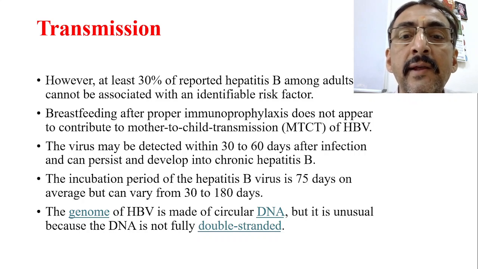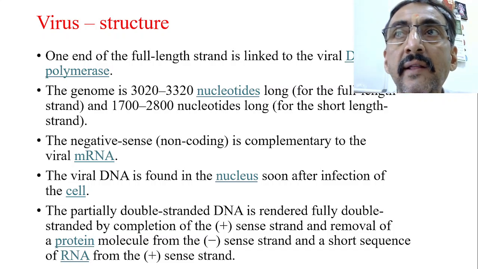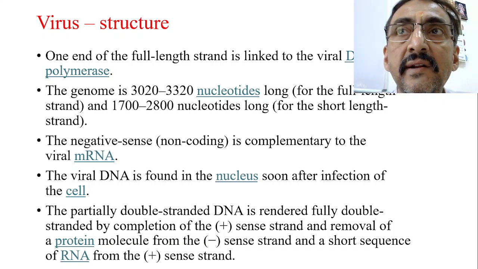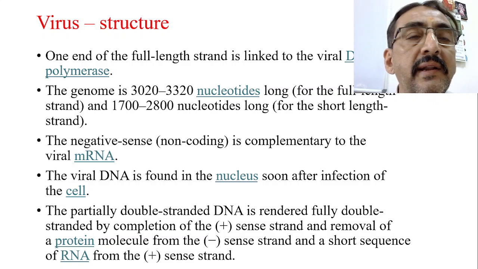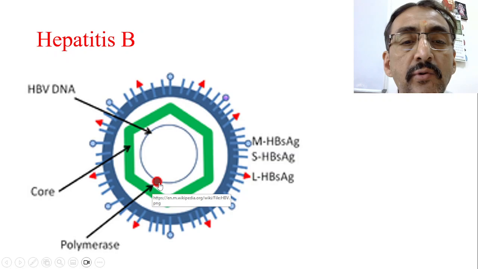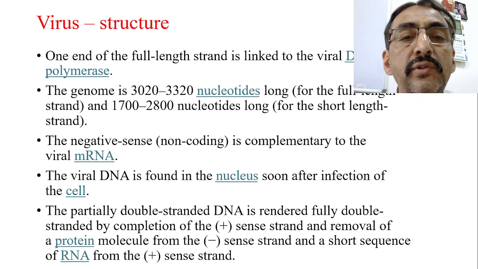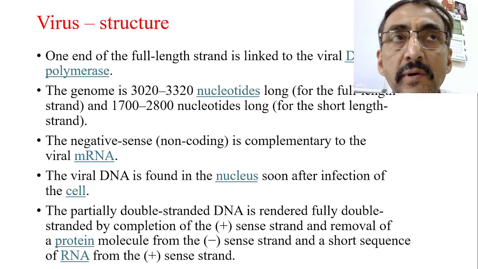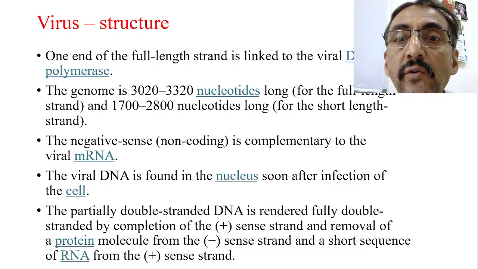The DNA is there. Now, surprisingly, the DNA is not fully double stranded, it is partially single stranded and in a circular shape. But importantly, it contains a DNA polymerase enzyme. One end of the full length strand is linked to the viral DNA polymerase. The genome is about 3,020 to 3,320 nucleotides long for the full length strand. Genome means the DNA. We are discussing the DNA, which contains more than 3,000 nucleotides.